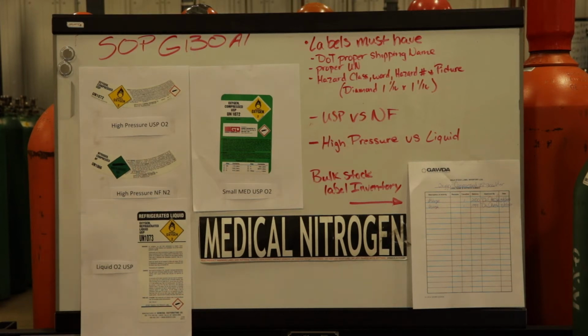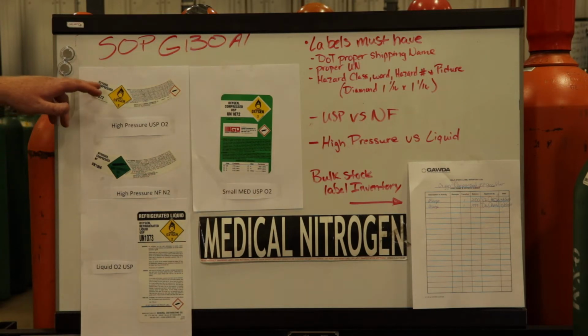Today we're going to discuss labels and label usage with inventory. This will come directly out of the SOP G130A1. Some of the characteristics of these labels that they have to have on them is you'll notice they have to have the DOT proper shipping name.